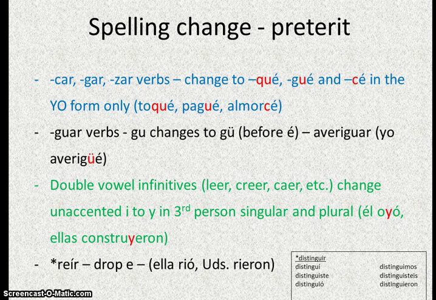And just a little strange guy over here, distinguir is technically a double vowel infinitive, but because it is a GUIR verb, the U is technically a placeholder, and we do not implement the Y on distinguir or any other verbs that are GUIR.